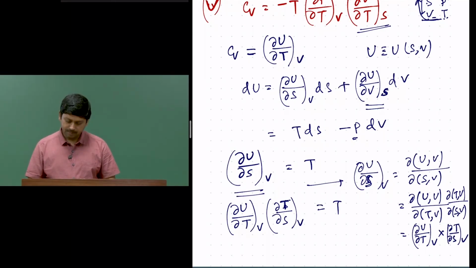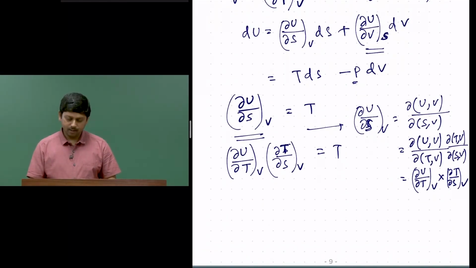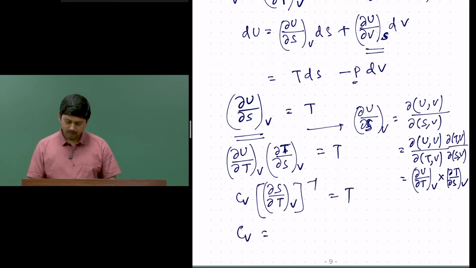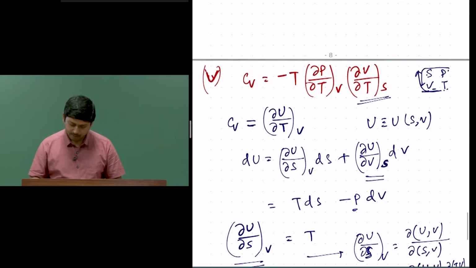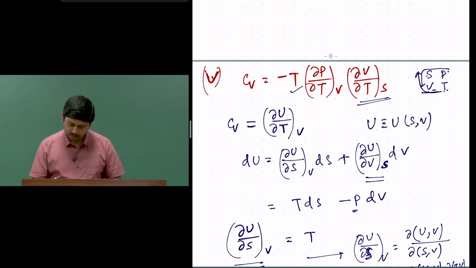That is also nothing but T. Del u by del t at a constant v is by definition Cv. And this is nothing but the inverse of del s by del t at a constant v, times T. So, Cv is T del s by del T at v. Okay. So, we got T del s by del T at v, and that is not a big deal, because we already know the formula, right. But then we have to prove it. So, since we got T already, we have to prove that del S by del T is nothing but this thing.